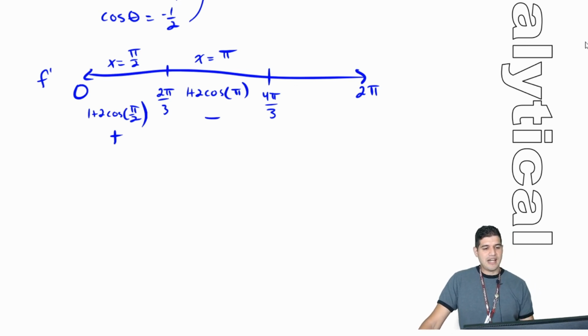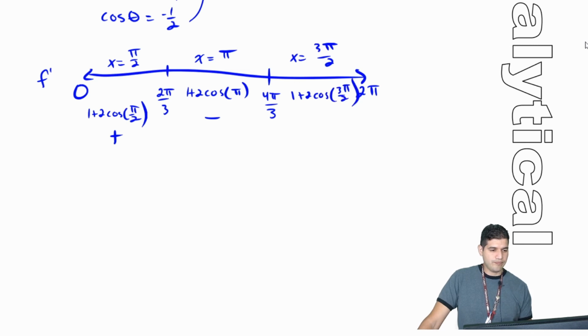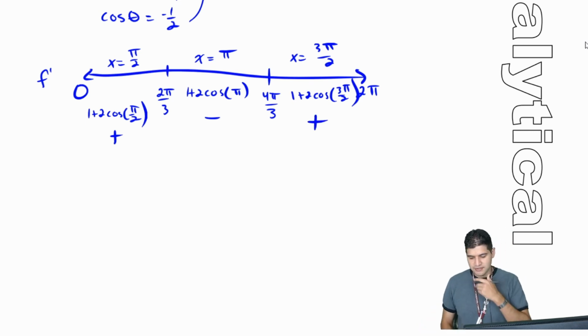And then lastly, a value in between 4 pi over 3 and 2 pi. I guess I could use x equal to 3 pi over 2. And so again, substitute that in, 1 plus 2 cosine of 3 pi over 2. And let's see what happens. I'm going to get 1 plus 2, cosine of 3 pi over 2 is 0, so I get 1 plus 0, which is going to be a positive value.